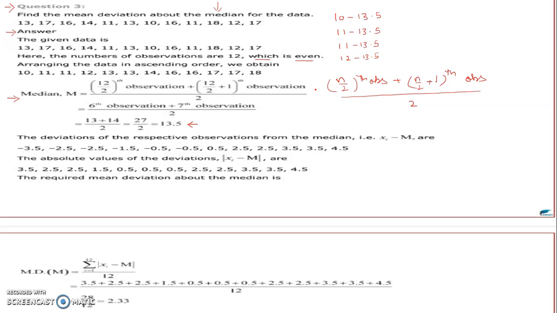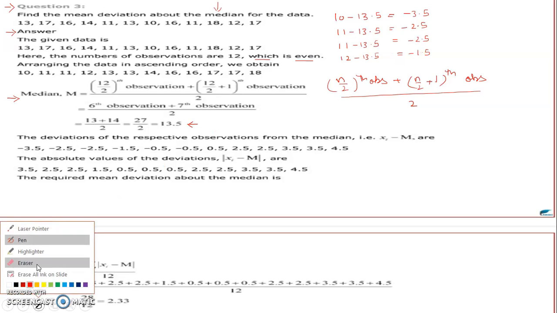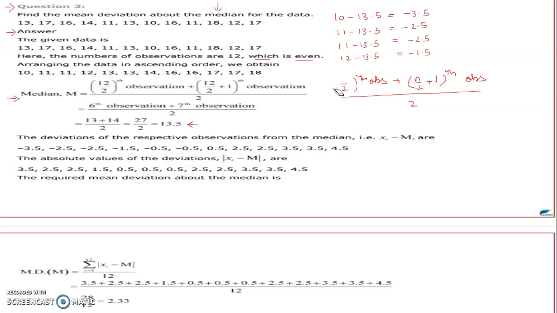So this way it will continue, students. I have written here, subtract from here: 10 minus 13.5. So this will be minus 3.5, right? Here it will be minus 2.5. Again it will be the same, minus 2.5. Then it will be minus 1.5. So you have to subtract from all the observations. This is for explanation. You have to subtract from all the observations.